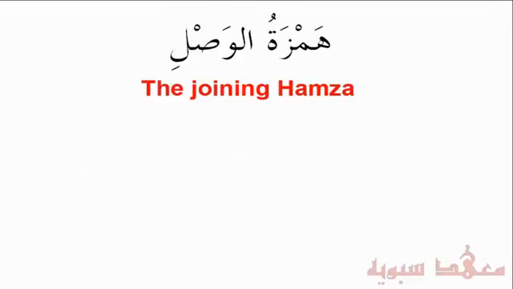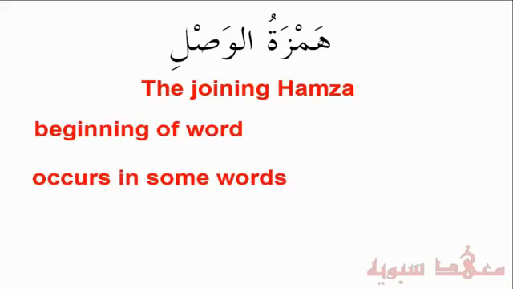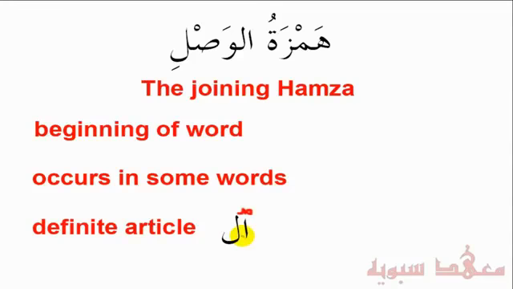Now a few things about Hamzatul Wasl as opposed to Hamzatul Qata'. Firstly, it only occurs in the beginning of a word, and you won't find any Hamzatul Wasl that occurs at the end or in the middle of a word. Secondly, it occurs in some words. When I mean some words, I'm talking about without the definite article al. This definite article, alif here, is not actually an alif. It's a Hamzatul Wasl. So we'll just put the sign there. It doesn't have to be there, but just so you know. And that's to make a word definite. We'll speak about this definite article, the al, in another lesson, inshallah.